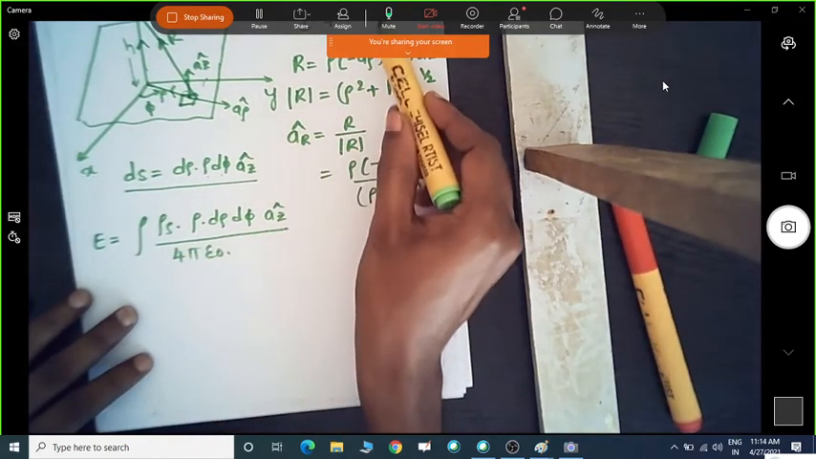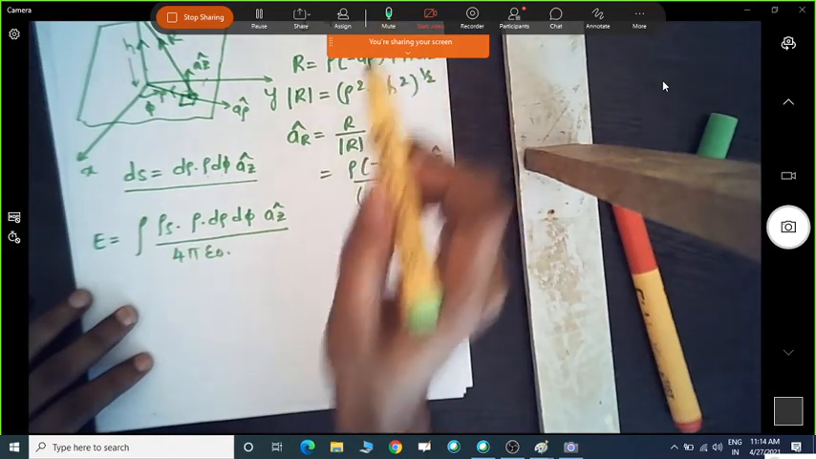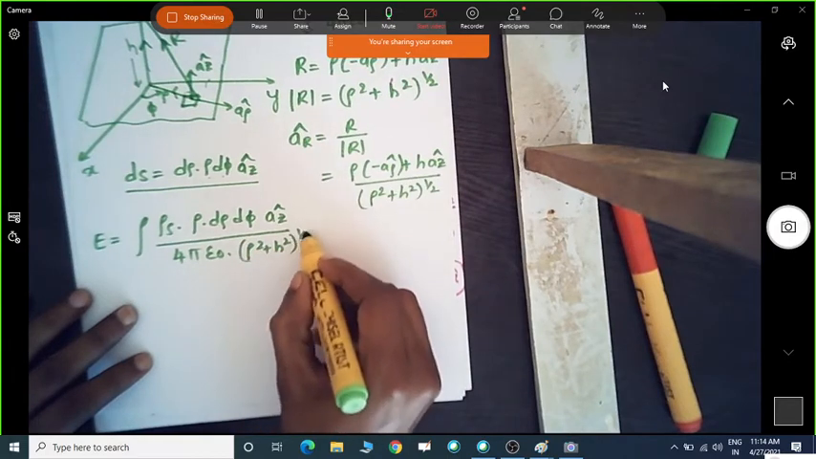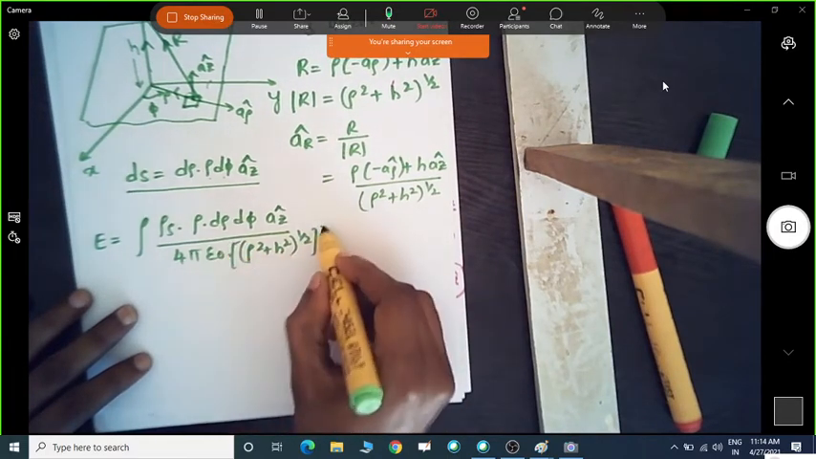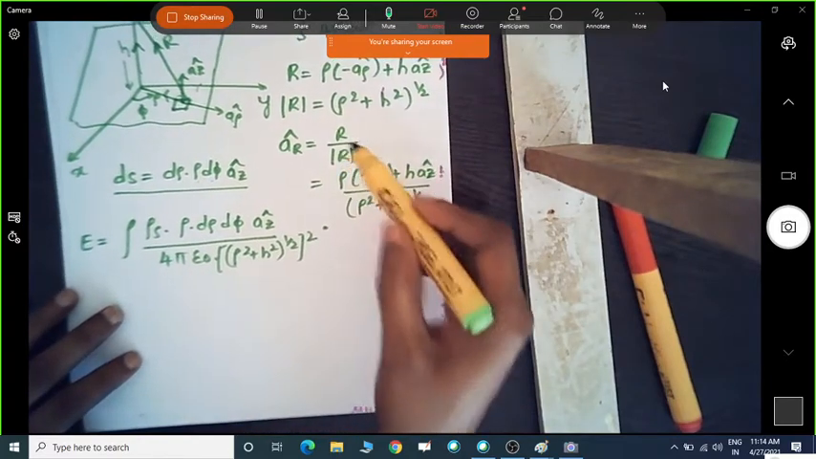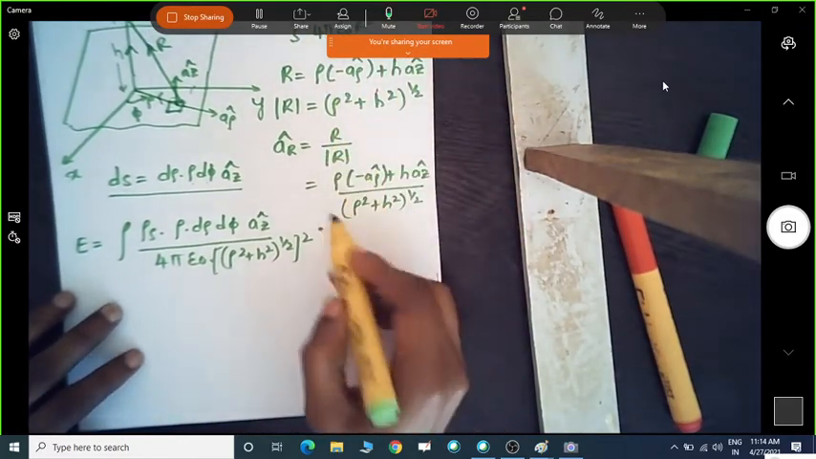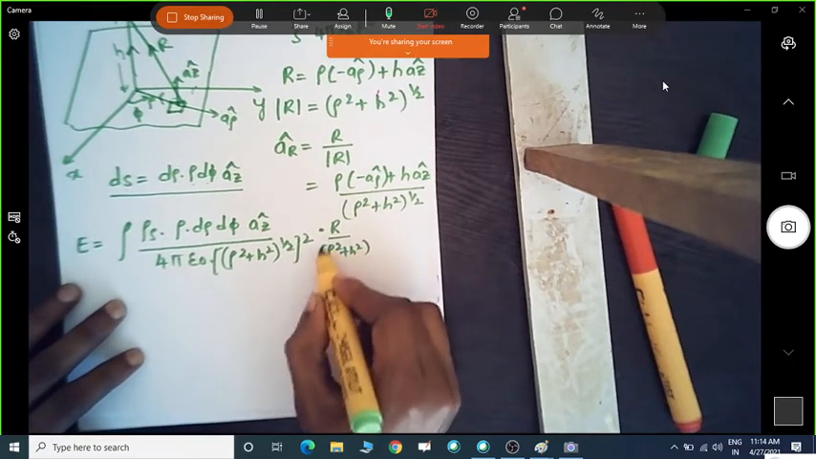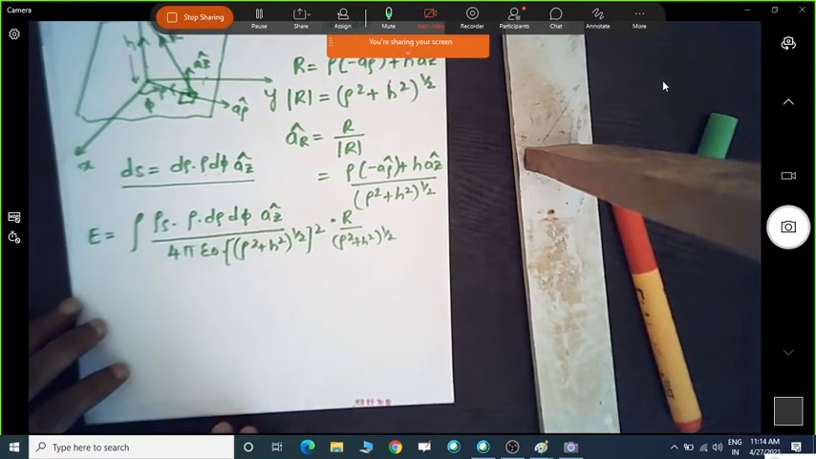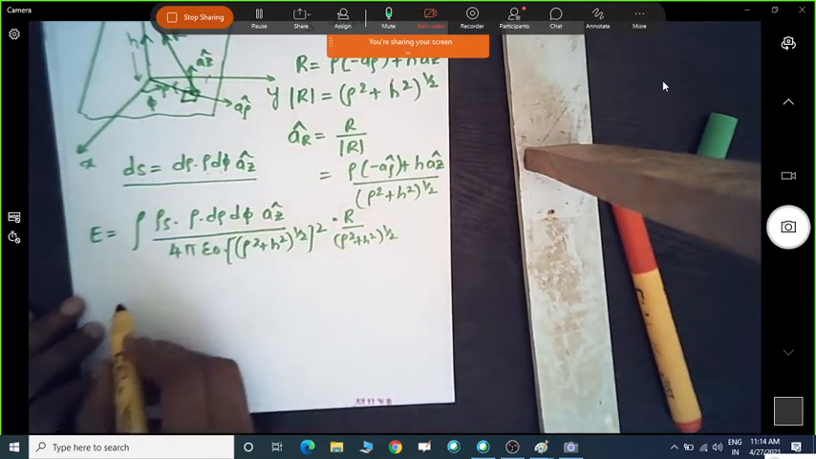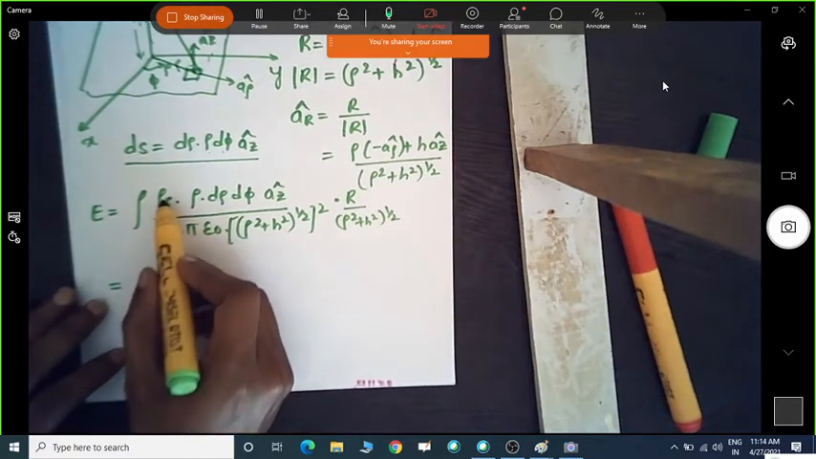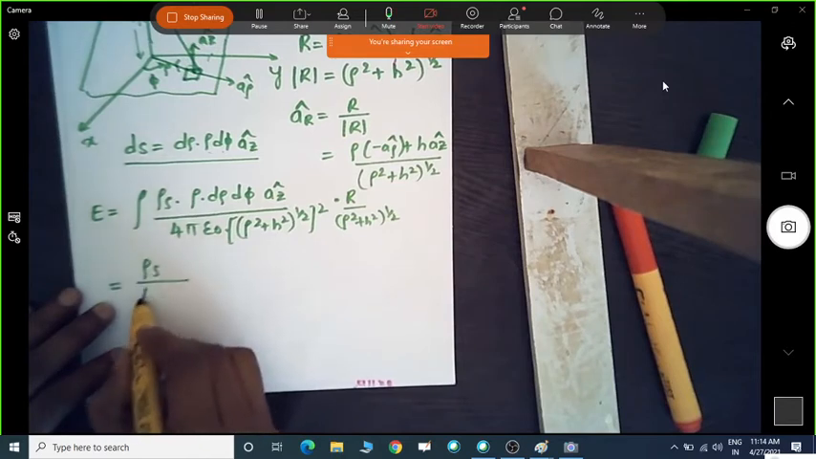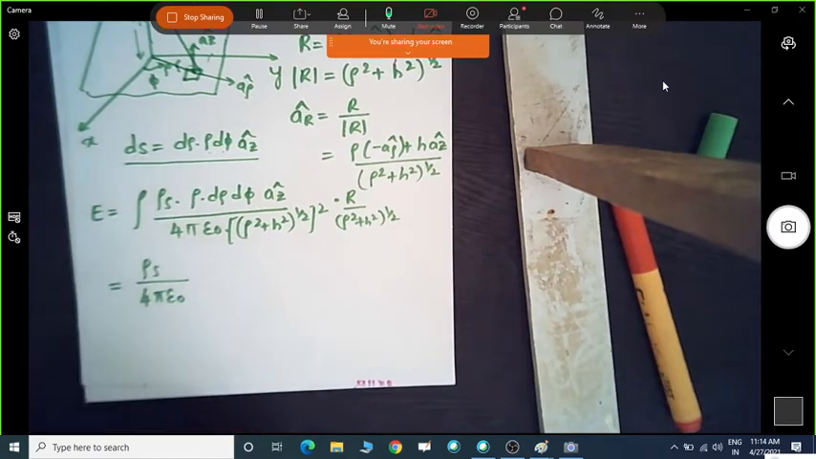Now r squared is a magnitude, which we can write as rho squared plus h squared. And the ar direction is nothing but the vector r divided by rho squared plus h squared to the power of half. Now you can add these two and rewrite the vector r. And rho s over 4 pi epsilon naught we take outside, since these are the constant terms with respect to the integral.